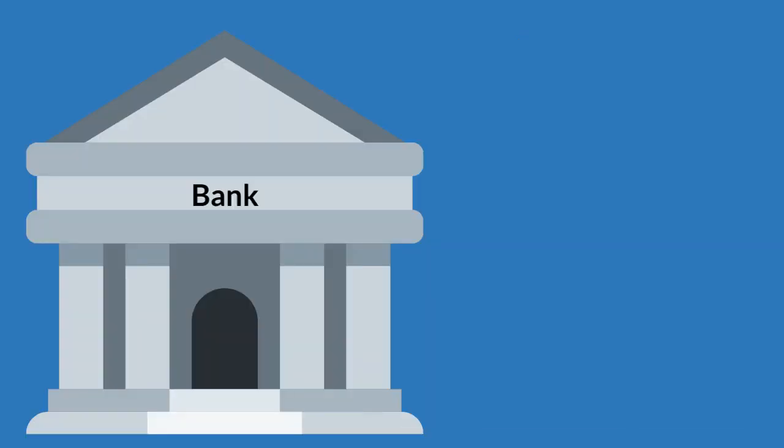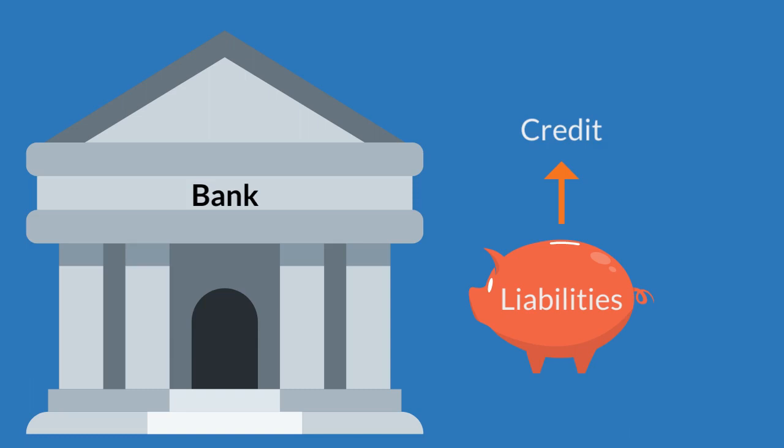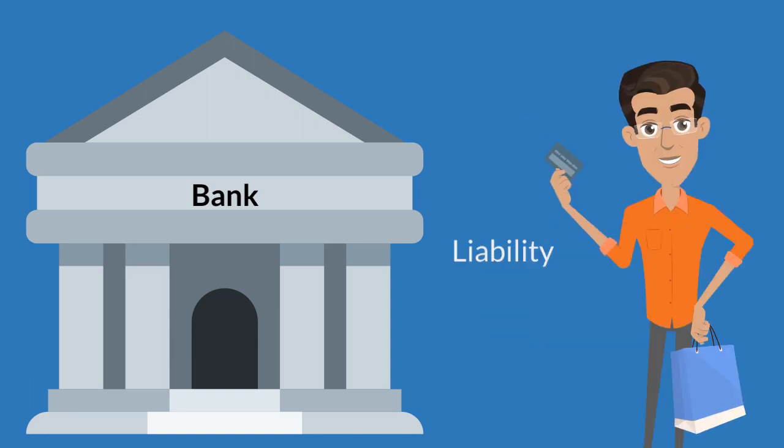So, from the bank's perspective, if you are making a deposit, you are increasing the balance in that liability account, which is a credit. If you use your debit card, you are decreasing the amount of money they owe you, so it's lowering their liability account.